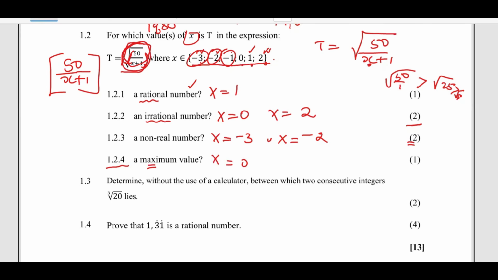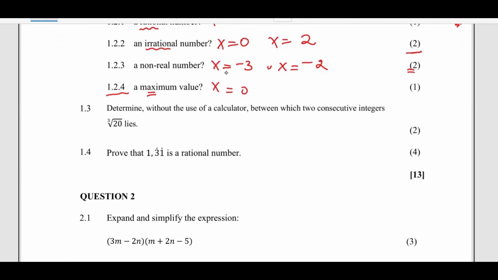Then 1.3, determine without the use of a calculator between which two consecutive integers. Consecutive means one after the other. Where does the cube root of 20 lie? Now, in the first part, we used the square root and looked at the square numbers. Now here we have a cube root, which means we're going to use the cube numbers. So 1 cubed is 1, 2 cubed is 8, 3 cubed is 27, 4 cubed is 64. Where do we find 20? 20 is between 8 and 27. So we're going to say the cube root of 8 is less than the cube root of 20, which is less than the cube root of 27.